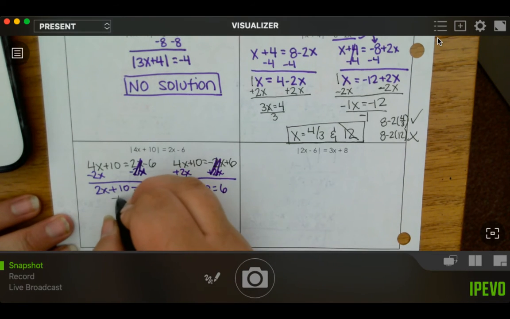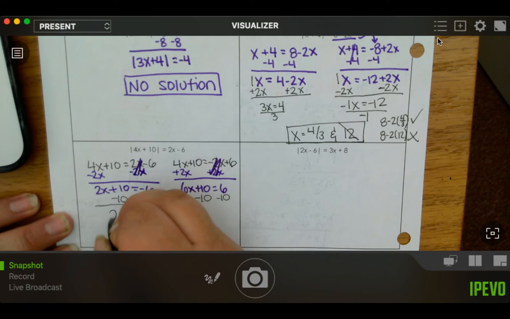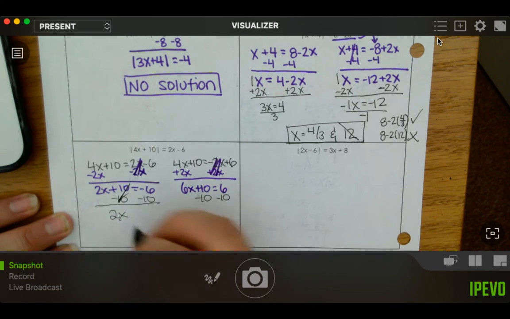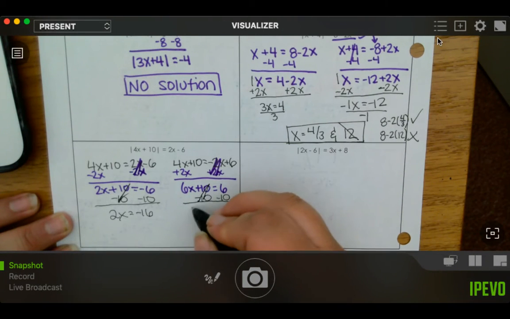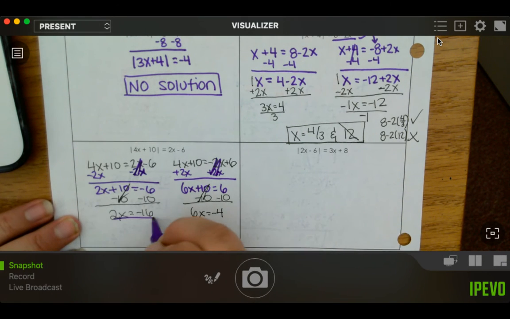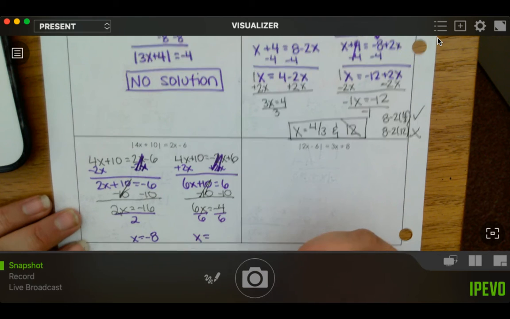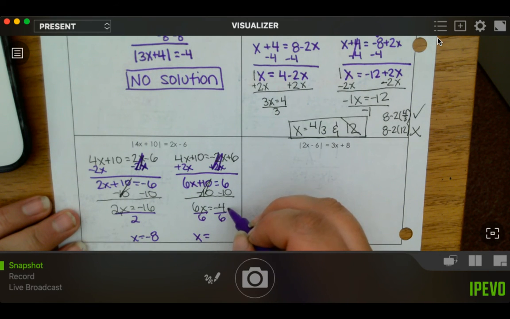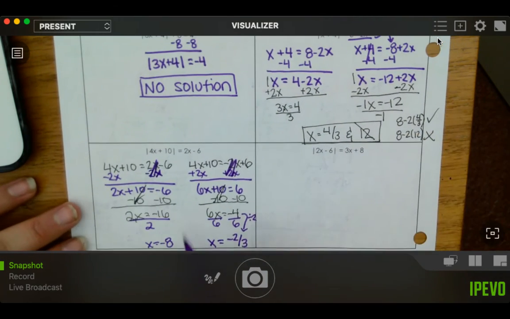Then you get rid of the 10s by subtracting them. Notice how I am going in a slightly different order on this one. That's fine. Negative 6 minus 10 is negative 16. 6 minus 10 is negative 4. And then you just got some division left. Divide by 2. X equals negative 8. Divide by 6. X equals, I can reduce this fraction by dividing the whole thing by 2, negative 2/3.